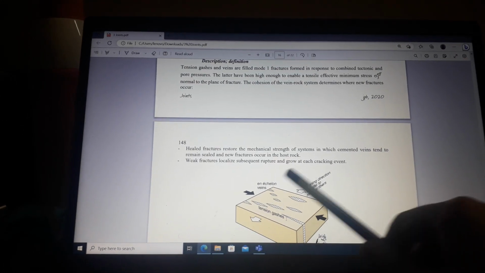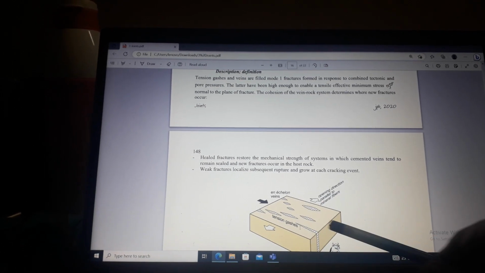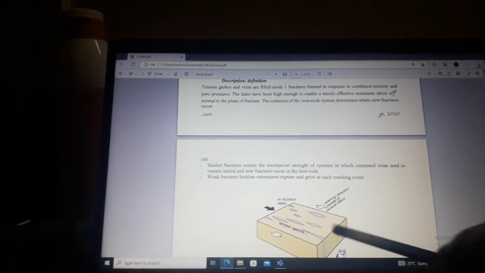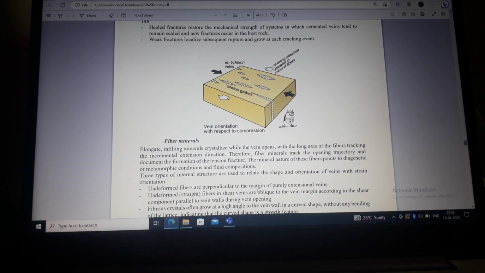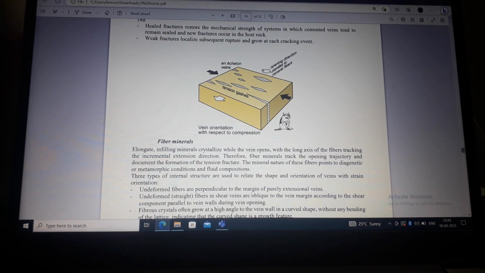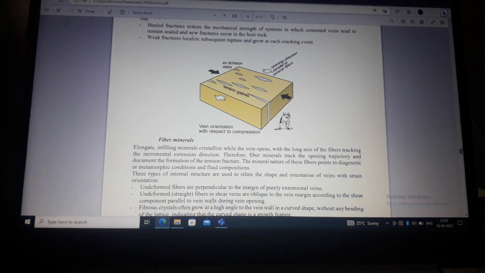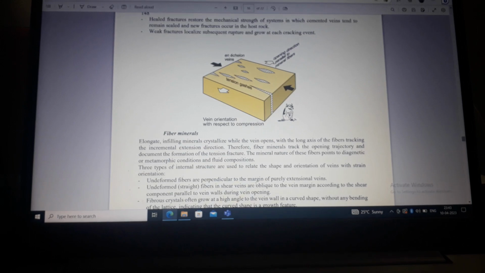This is sigmoidal veins. This is opening direction parallel to mineral fibers. This is tension gashes. These may be the pressures outward here. Here is the inward. Vein orientation with respect to compression. Then is the fiber minerals. Elongate infilling mineral crystallize while the vein opens, with the long axis of fibers tracking the incremental extension direction. Therefore, fiber minerals track the opening trajectory and document the formation of tension fracture.